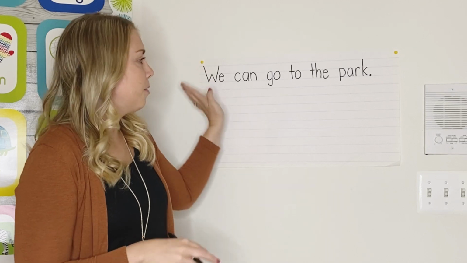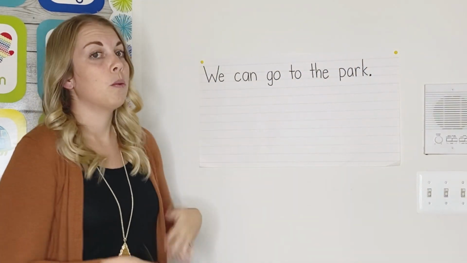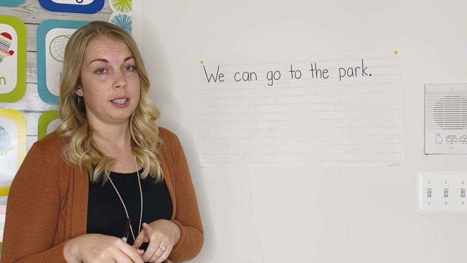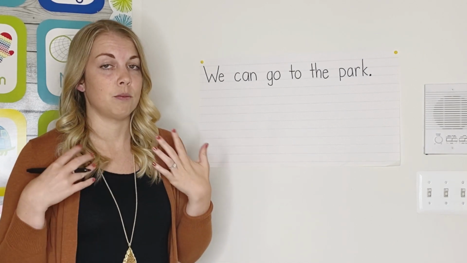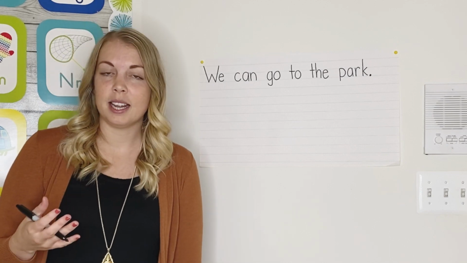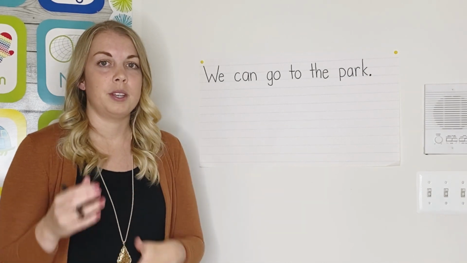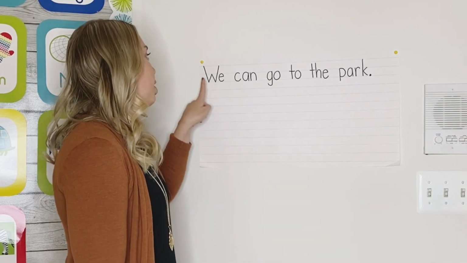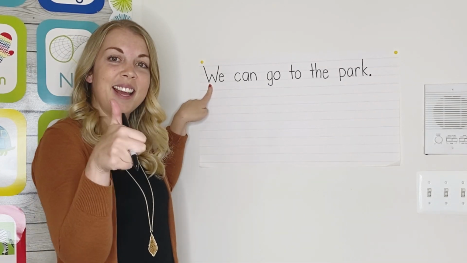So after we write the sentence, we're going to check it together. And below you will see a link to a blog post that has this writing a complete sentences checklist that I use, but I'm just going to go through the steps right now. So the first step is to make sure it starts with an uppercase letter, and it does.